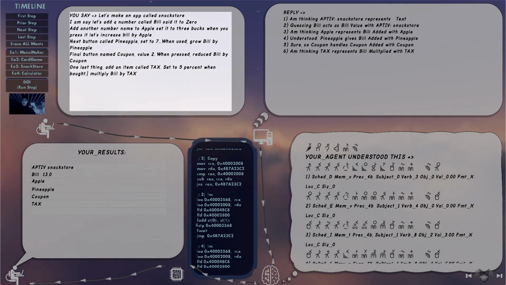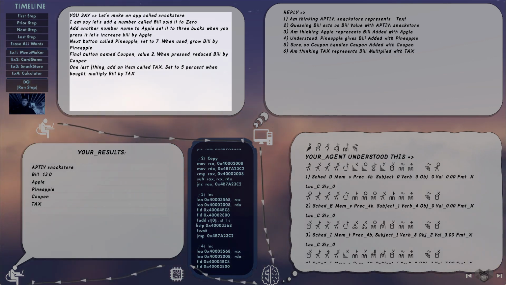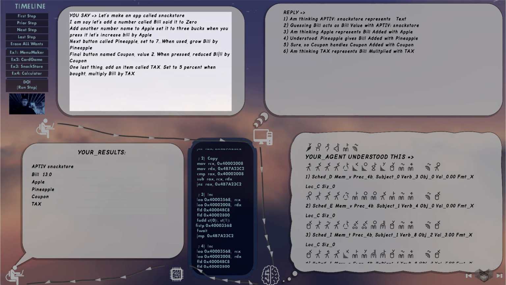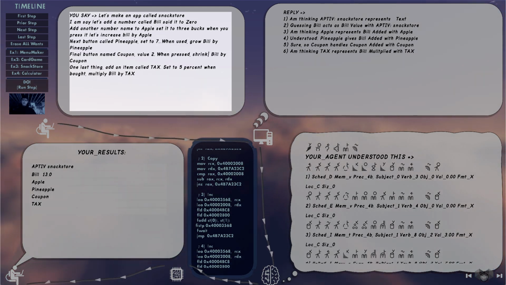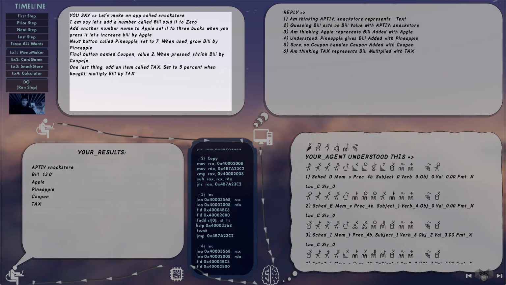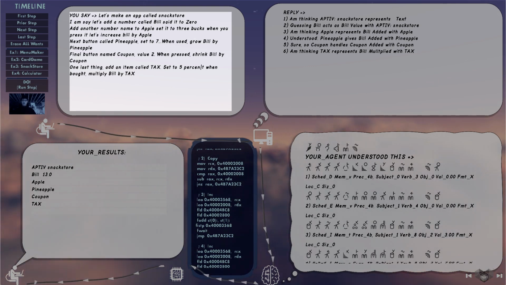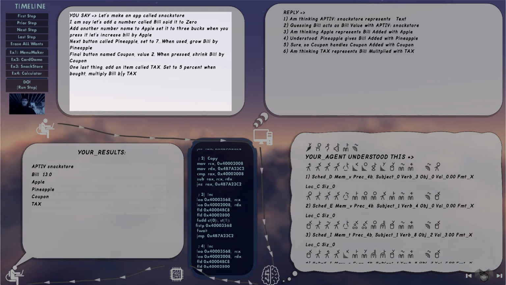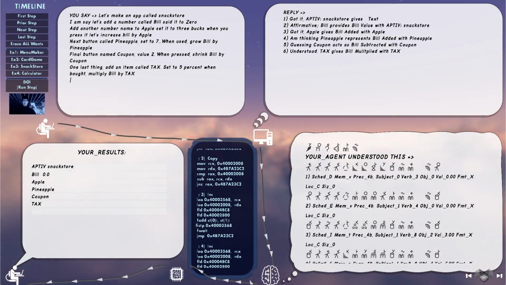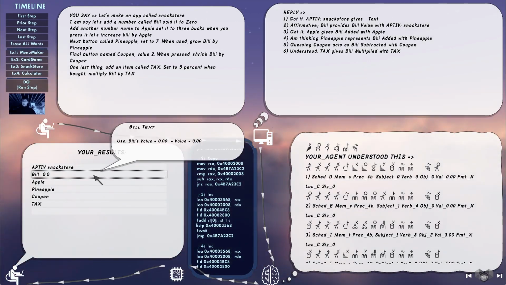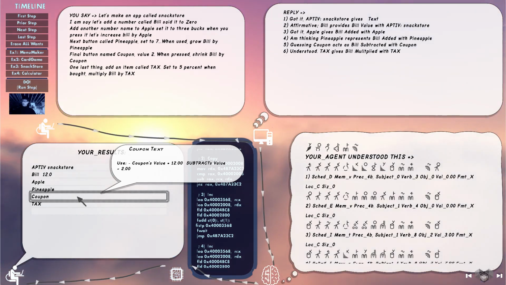I wonder. So up here we have a final button named coupon value 2. All right. When pressed, reduce bill by coupon. I'm just going to try a different word. I'm going to try shrink because I don't remember if we've added reduce and I didn't give it that name. So let's just see if that kind of does the deal here. All right, let's come back over. Let's try pineapple, coupon. Yep, goes down by 2, coupon.